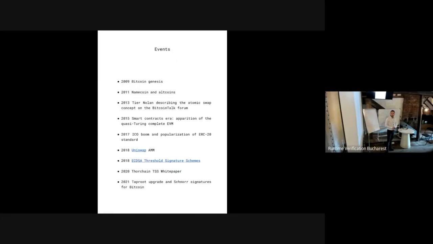We're going to start with the series of events that got us here in this blockchain space. In 2009, we had the Bitcoin Genesis, which was the first blockchain invented and implemented. Two years later, a lot of altcoins or colored coins, depending on how you put the name, started to show up, like Namecoin or Litecoin.